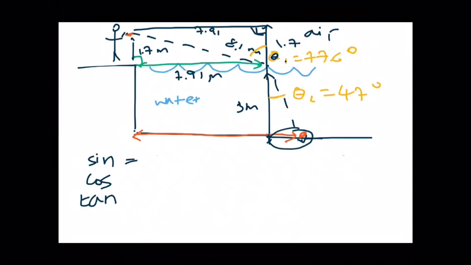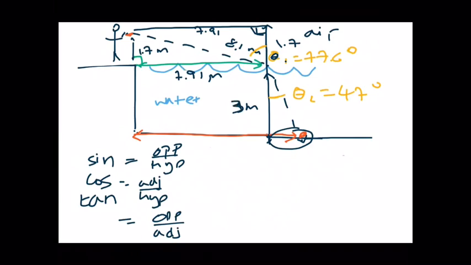So we know that sine is opposite over hypotenuse, right? And we know cosine is adjacent over hypotenuse. And then we know that tangent is TOA, so that's opposite over adjacent, right? With that out of the way, what do we know about this triangle? We know that this side over here is 3 meters. And we know our angle that we should worry about is theta 2. That's the only angle we know.